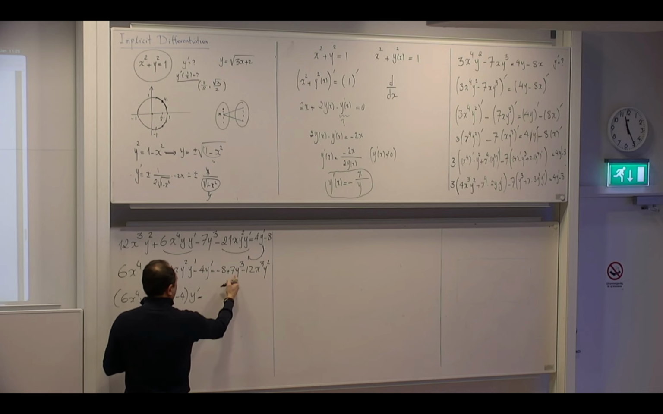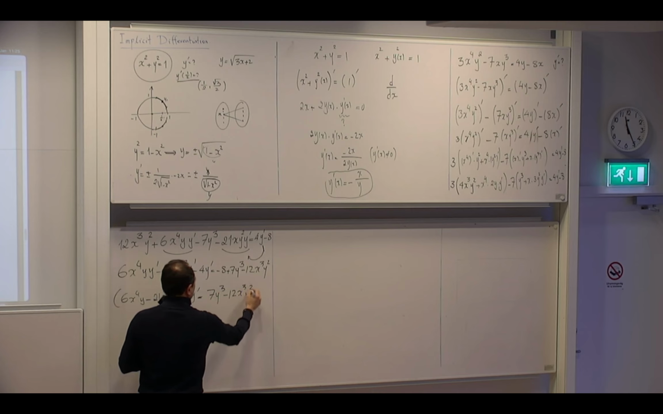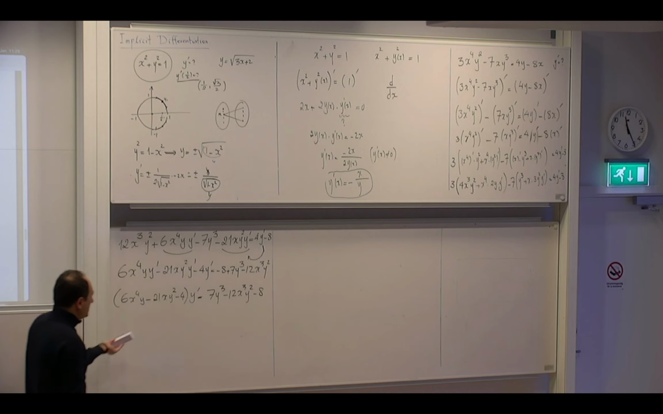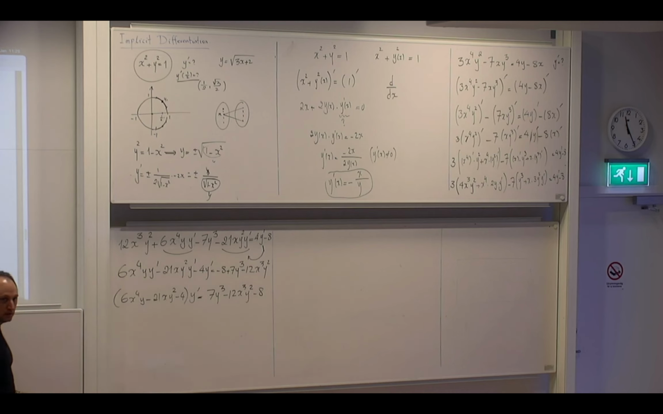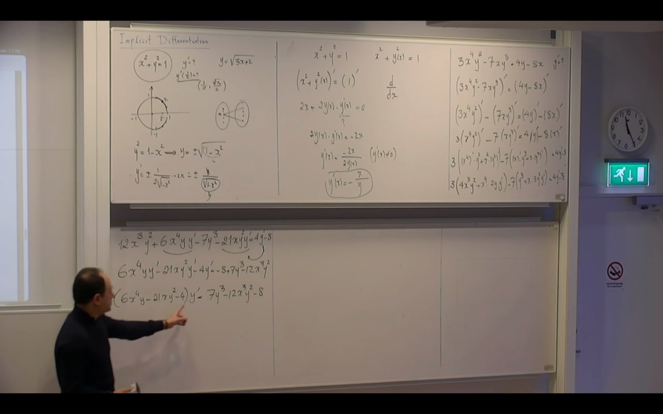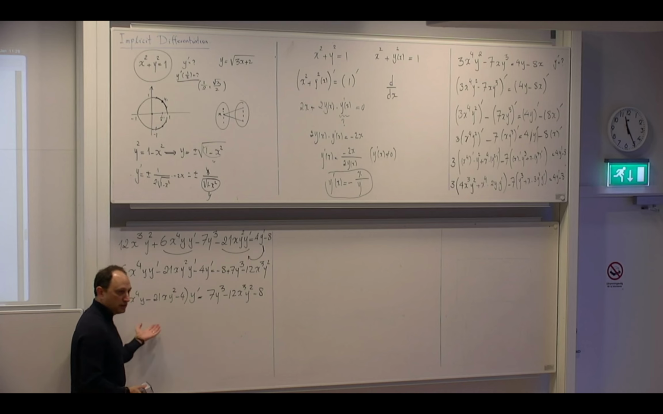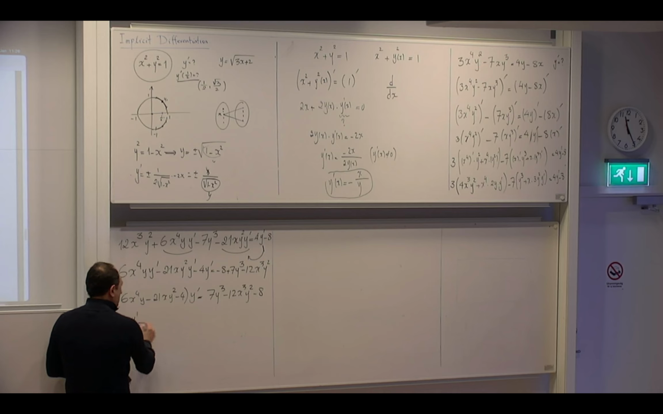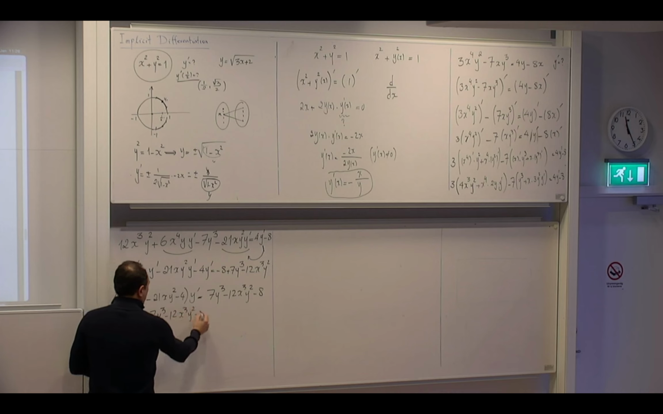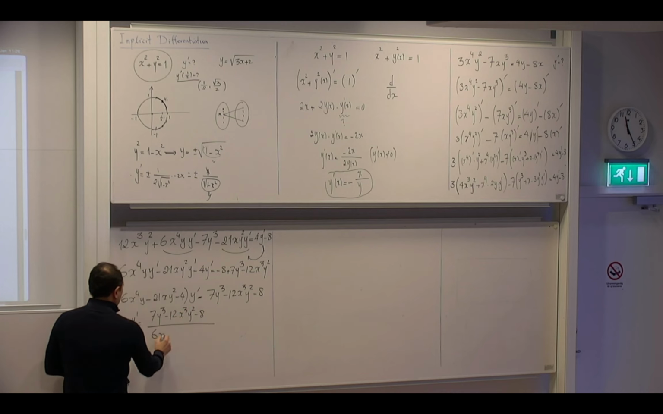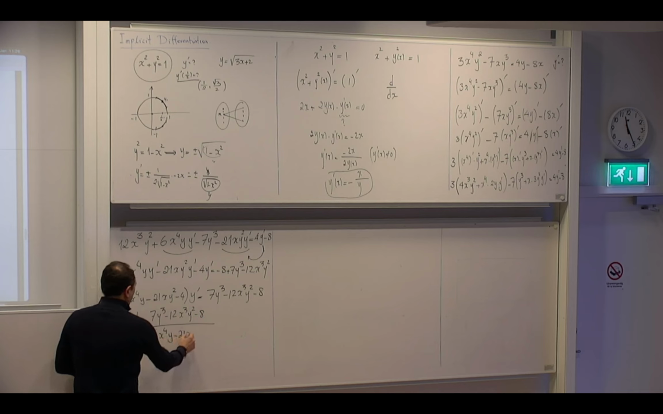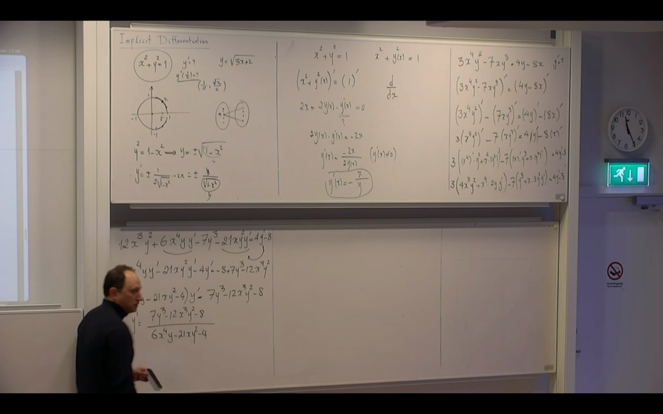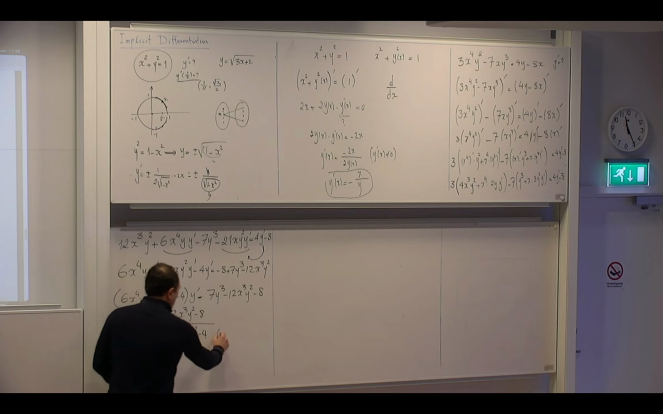And if you don't mind, let me write it in a different order. It doesn't matter, of course. Yeah, you see, it seems messy, but it's straightforward. And then I want to find y prime, so I have to isolate y prime here. So I have to divide everything by this messy factor, whatever it is. We just write, okay? So y prime is equal to 7y cubed minus 12x cubed y squared minus 8, divided by 6x to the power 4 y minus 21xy squared minus 4. That's it. Of course, this shouldn't be 0. Yes?